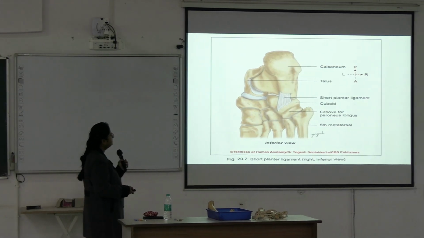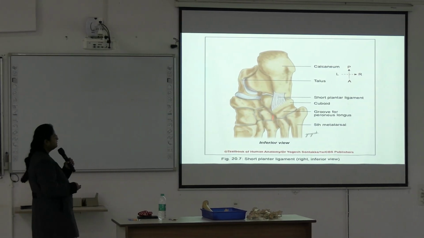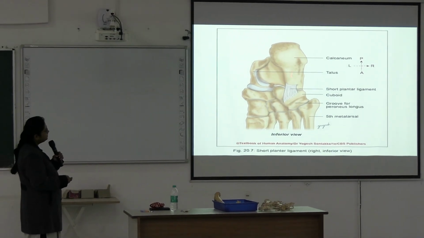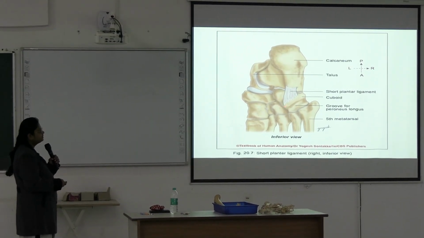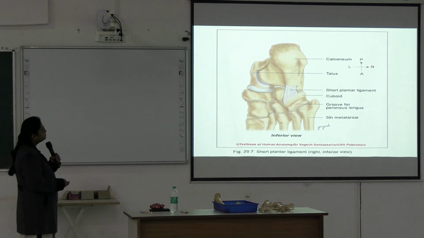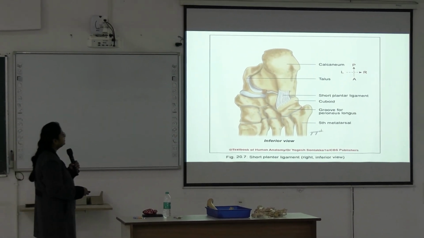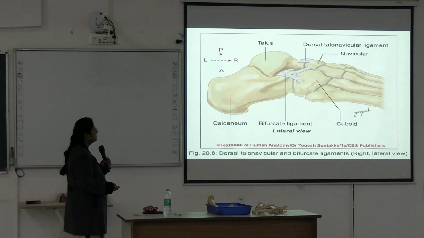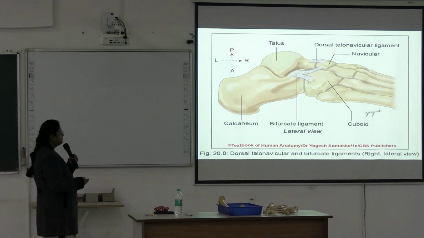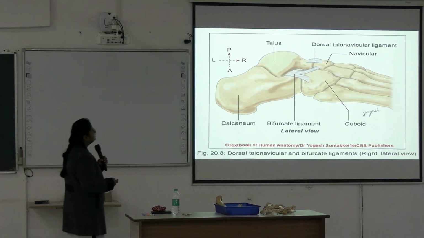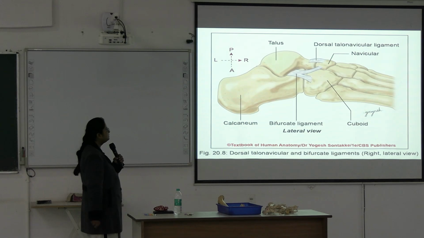Next, this is the short plantar ligament. We have removed the long plantar ligament here. Short plantar ligament is connecting the calcaneum with the cuboid. Okay, and this is the groove for peroneus longus. Next, here you can see the bifurcate ligament, okay, Y-shaped, and this is the dorsal talonavicular ligament. Talus and navicular are connected.